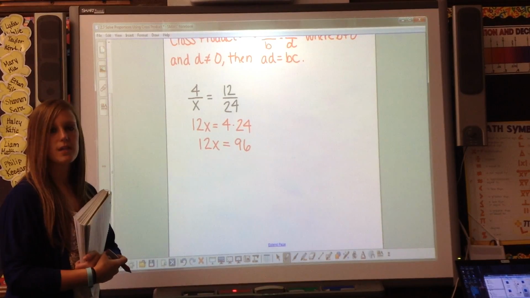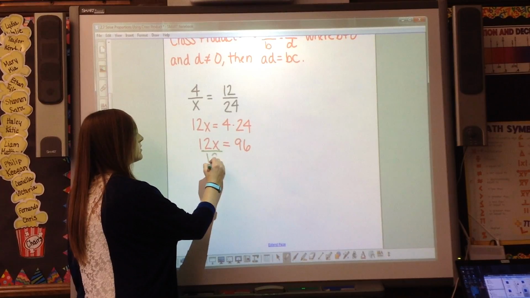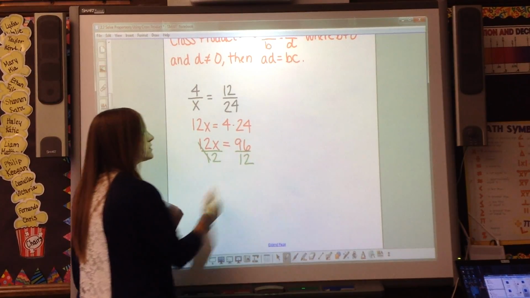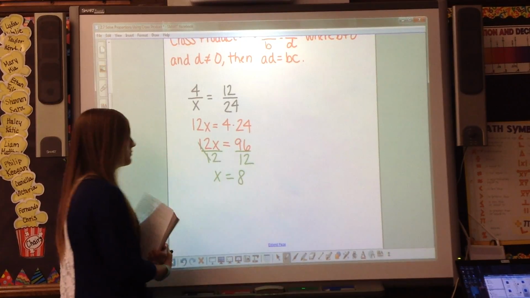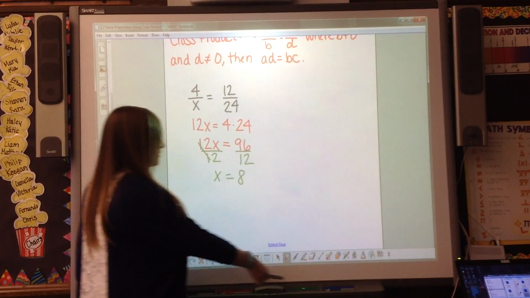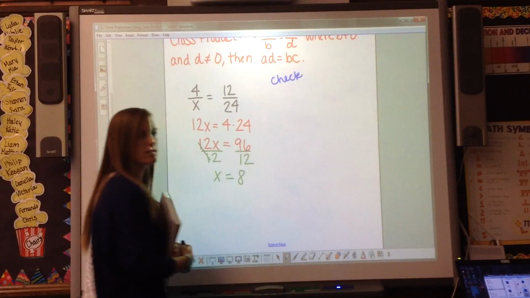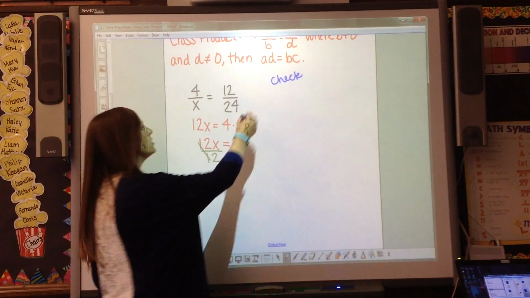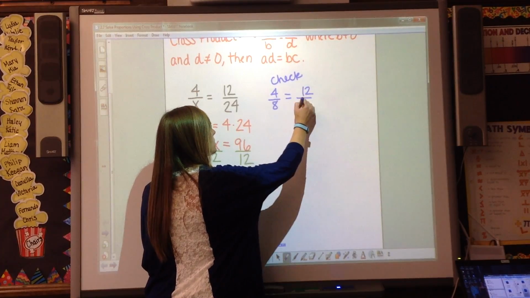I want to get x by itself. They're multiplying, so I'm going to divide. 12 goes into 96 8 times. Okay. And they are going to ask you to check your answer today. So to check it, you're going to plug it back into the original problem. 4 over 8 equals 12 over 24.